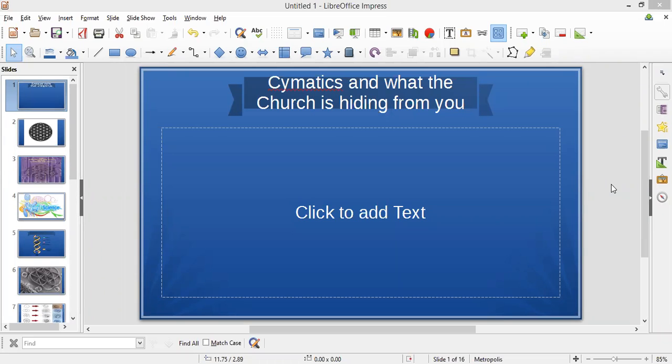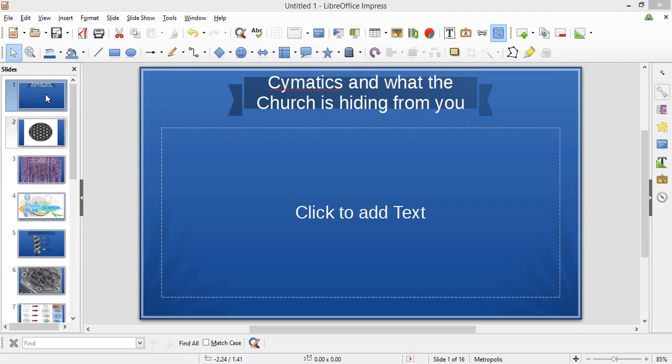I told you we'd be doing semantics, and honestly, it just gets deeper and deeper what the church is actually hiding from you, and how you need to understand the kind of things that I'm talking about in order to reclaim your dominion, to be sovereign, to be filled with love, and to live the way that humans were supposed to live. This is cymatics and what the church is hiding from you.